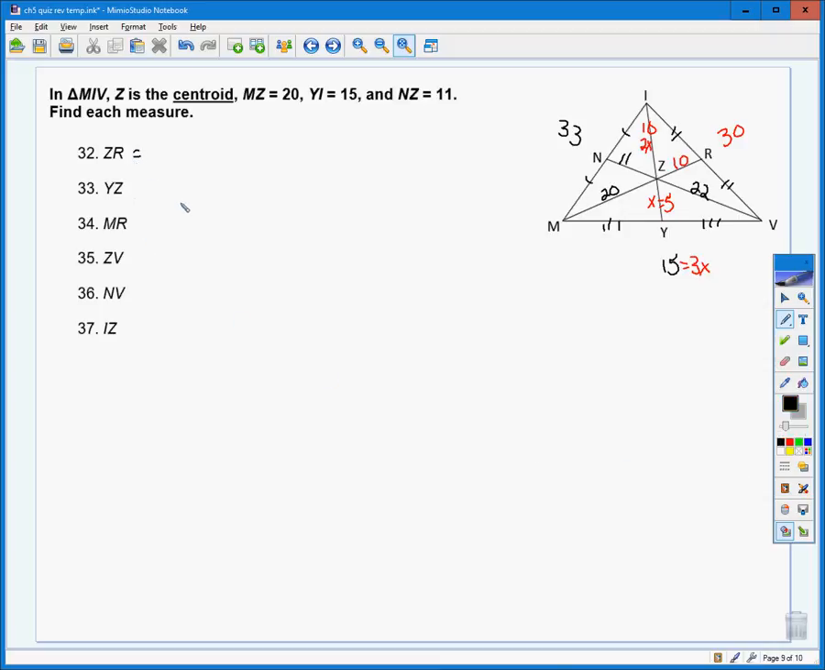I should be able to just go down my list. From Z to R, 10. From Y to Z, 5. M to R, the whole segment, 30. From Z to V, 22. From N to V, the whole segment, 33. And from I to Z is 10.